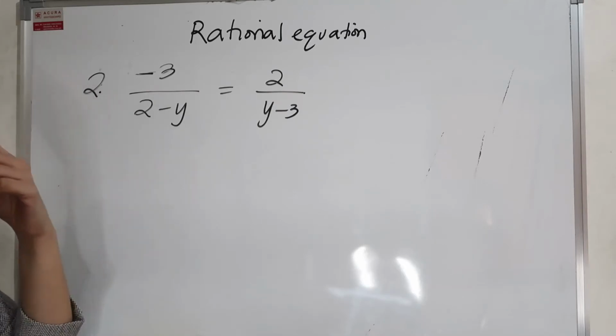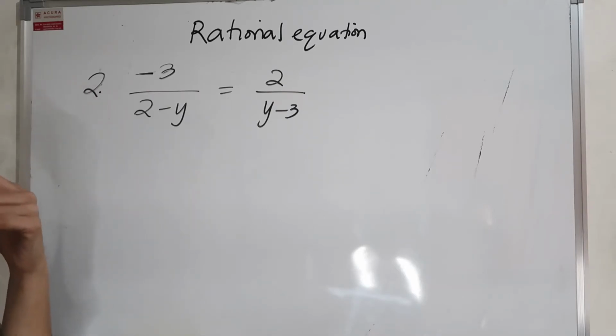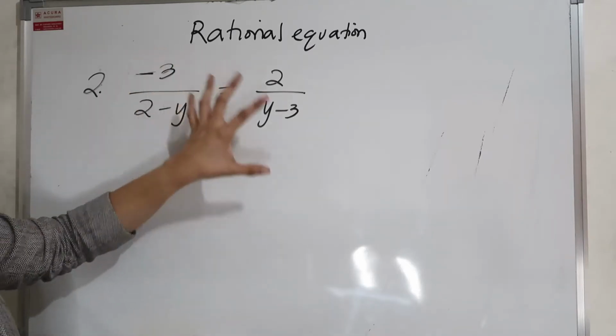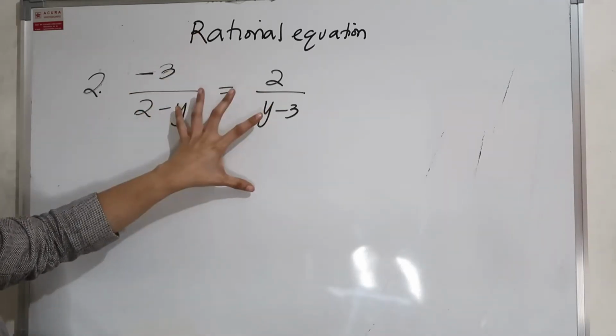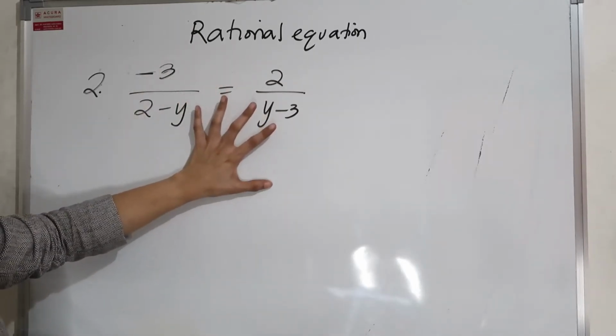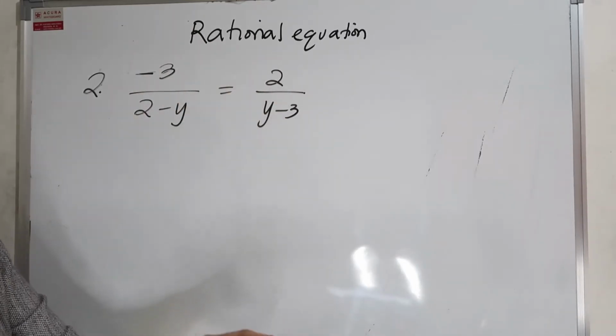Okay. Multiply both sides by the LCD. What's the LCD? 2 minus y times the quantity y minus 3. Okay, that's the first. It's one solution. We can solve it using the LCD. There's another way to solve it. What's the other way to solve it aside from the LCD?